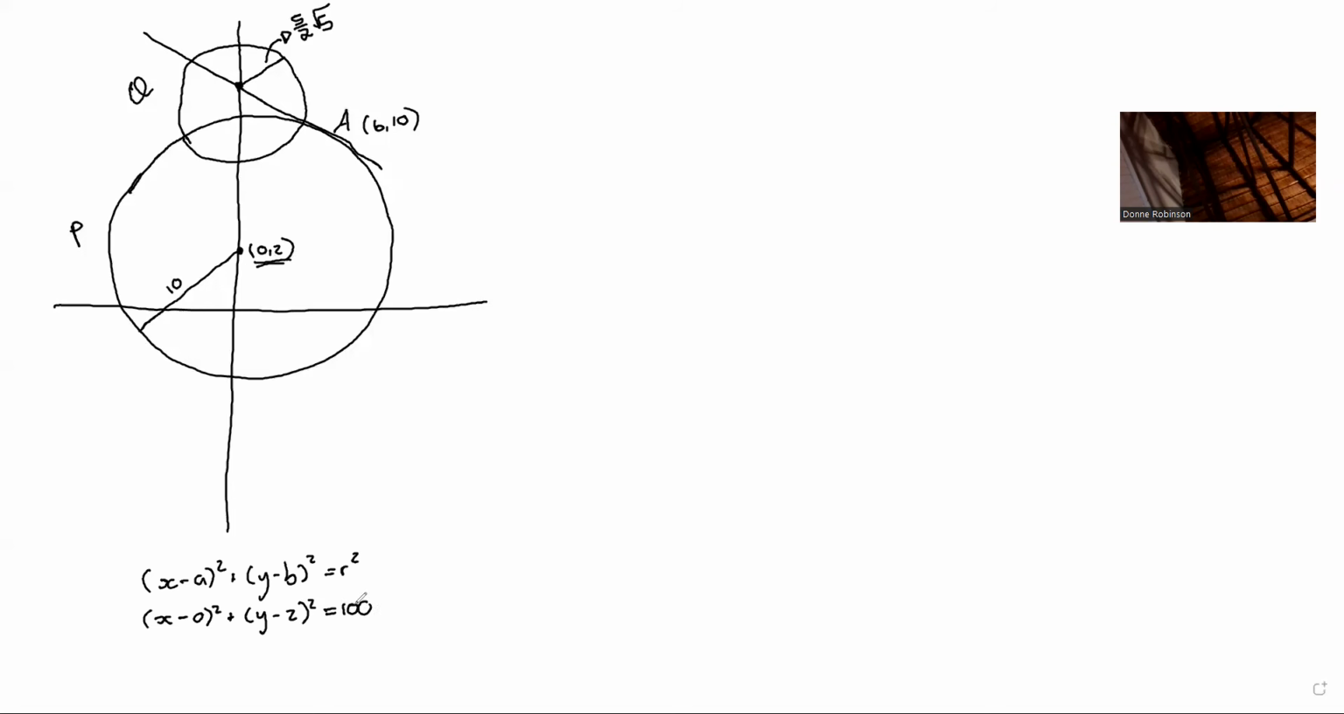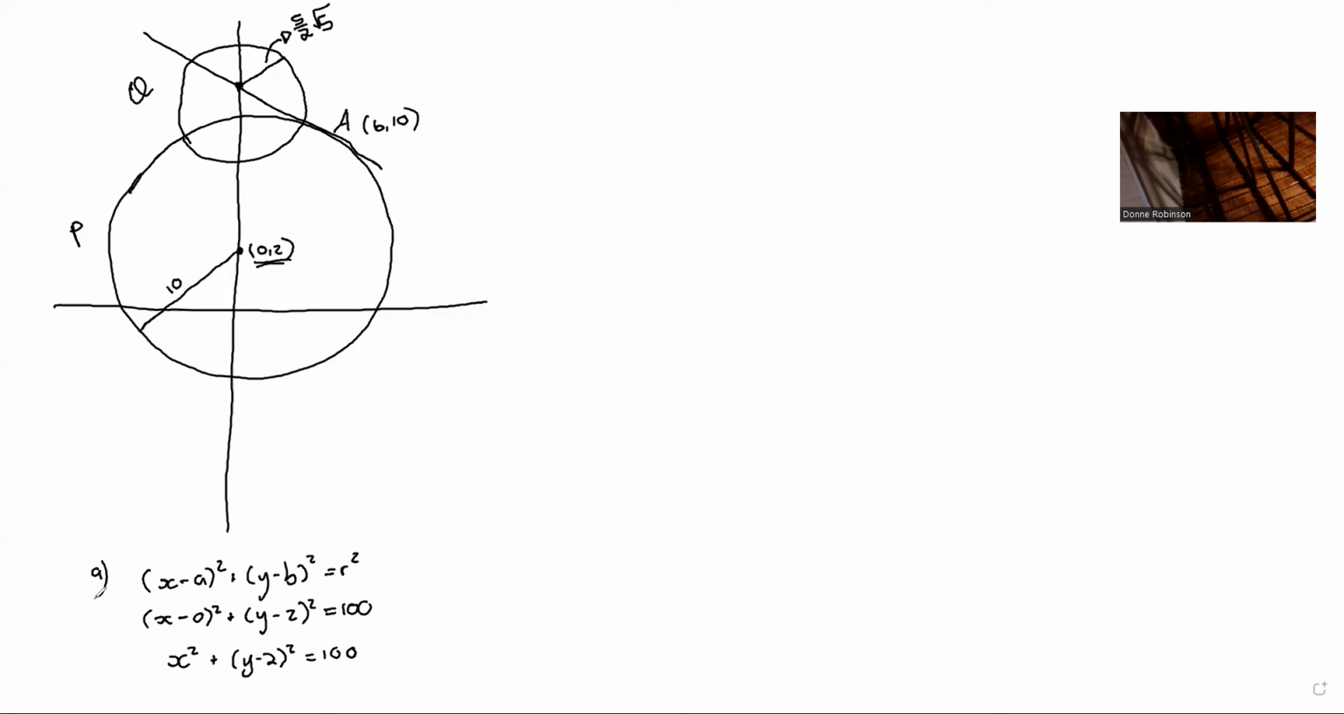We can then just simplify this equation a little bit to look a little bit more pretty. We can say x squared plus (y minus 2) squared equals 100. And that would be the end of question A. Then we have question B.